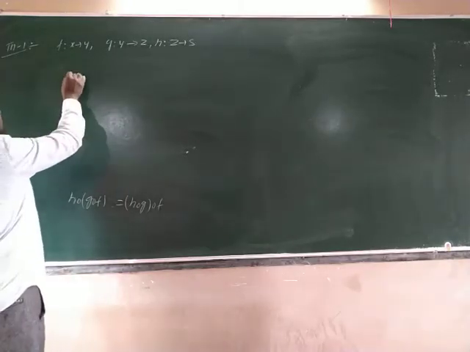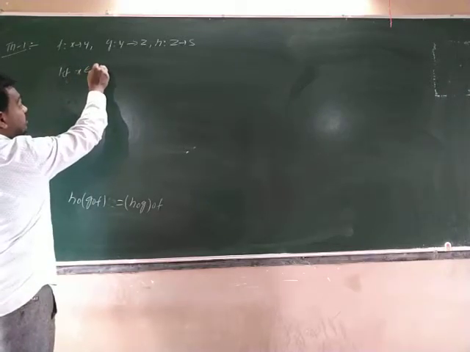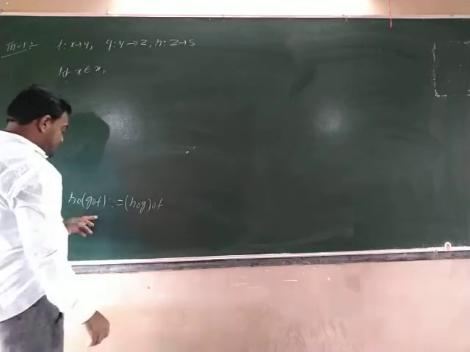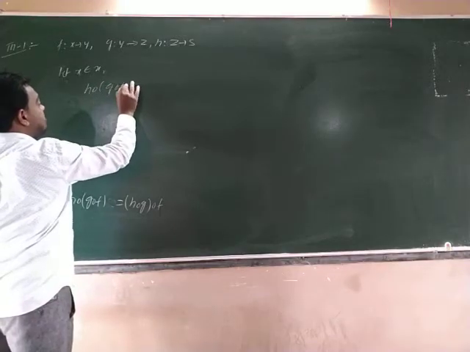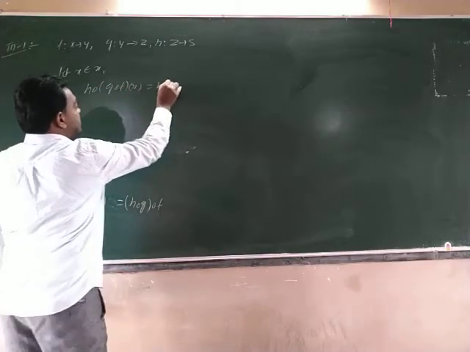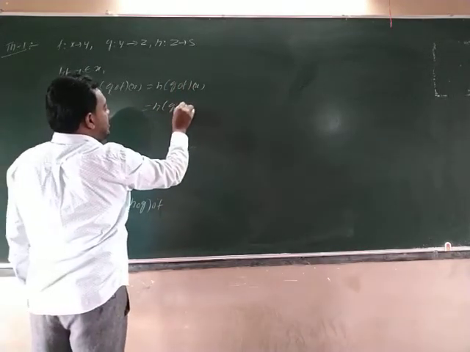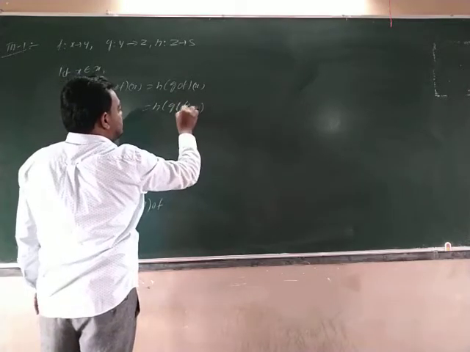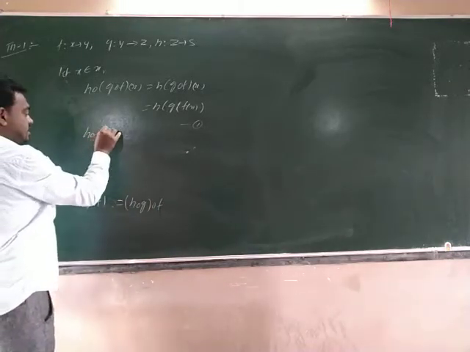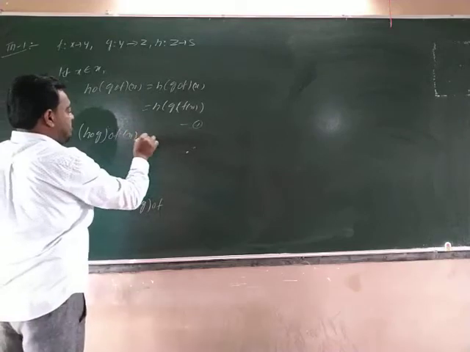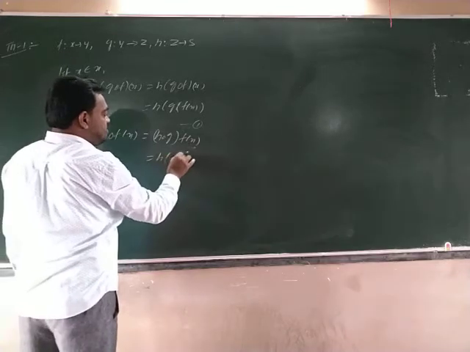Here you see, let x belong to X, and next h circle of g circle f of x you find once. This is equal to h of g circle f of x. This is equal to h of g of f of x, right? F of x. This is the equation number 1. Right side value, h circle g circle f of x, I am finding. This is nothing but h of g of f of x.